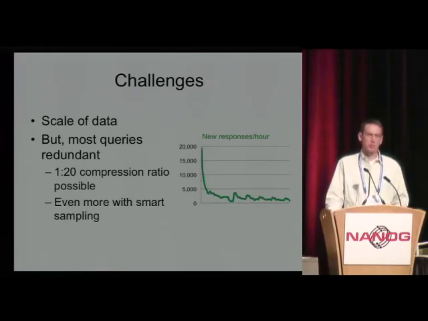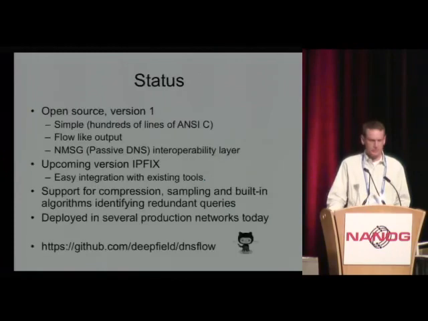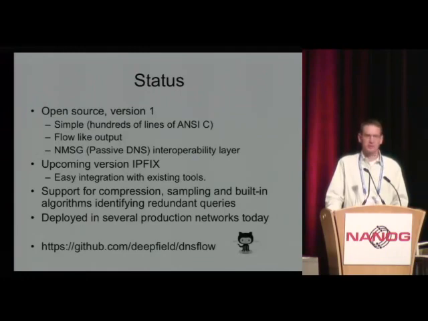So you can get 1 to 20 compression ratios based on the data we have, and with just a little bit more cleverness, you can go even further. All right, so our status: we're on GitHub. You can join us there if you're interested. You can download the initial version right now and play with it. It's really simple, a couple hundred lines of ANSI C.